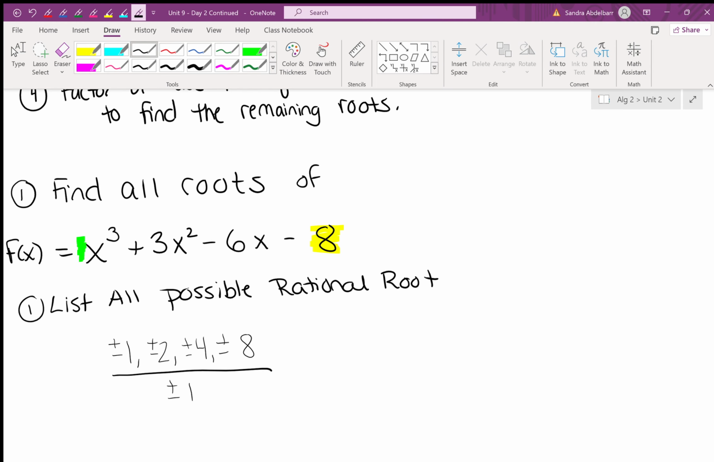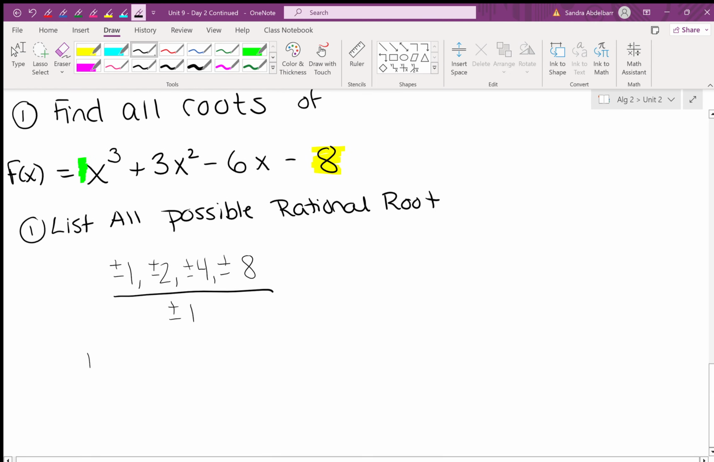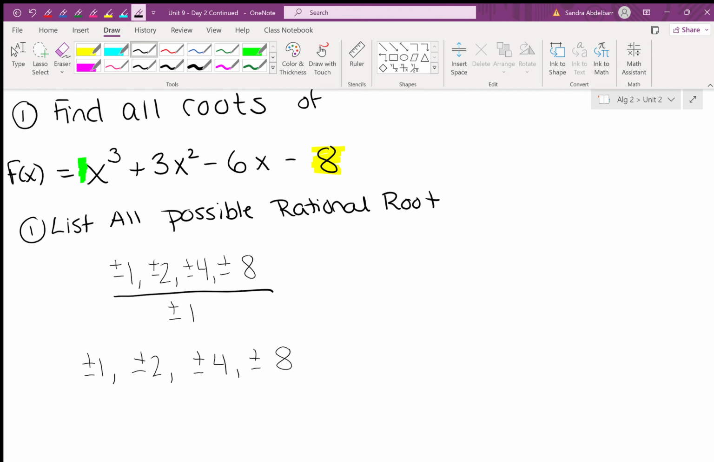Now we're going to list them, which is really just the numerator. So we are plus minus 1, plus minus 2, plus minus 4, plus minus 8. These are the possible rational roots.